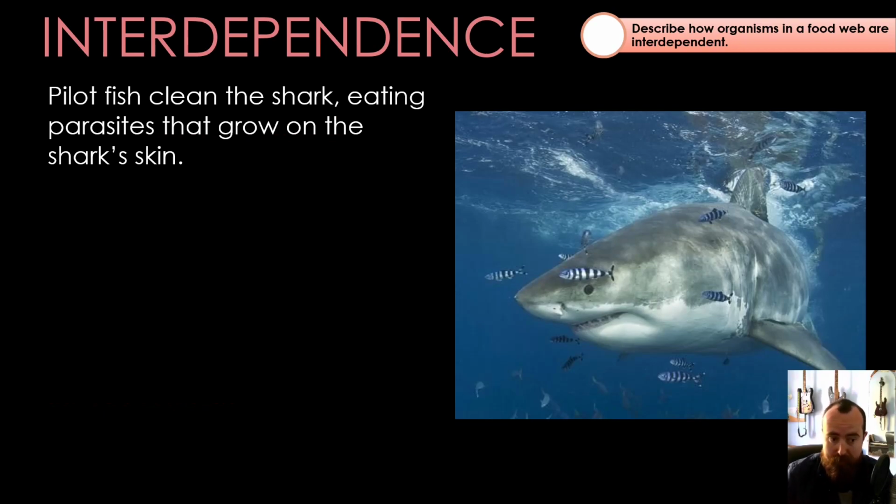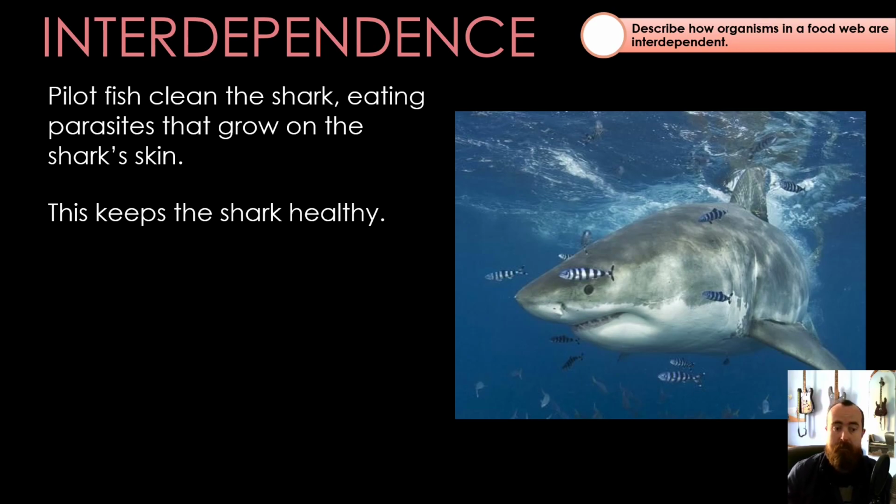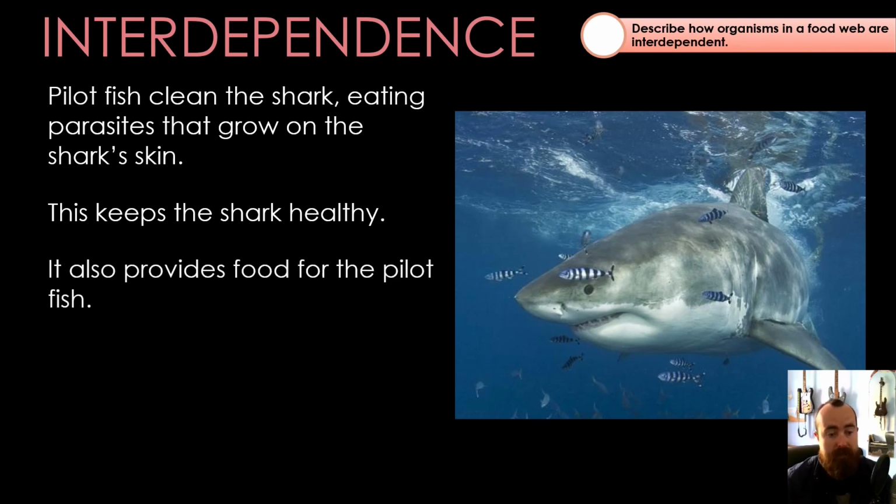So the way that they rely on each other, the pilot fish will eat things off the skin of the shark. The shark gets covered in parasites and nasty stuff. It can't wash itself, it can't scratch, it doesn't have arms and fingers like we do. So the pilot fish are there to eat those things that are growing on the shark's skin. This keeps the shark nice and healthy. Means that it doesn't get diseases or skin infections or anything like that. And it means that the pilot fish gets fed. The pilot fish gets food. It also gets a bit of protection.